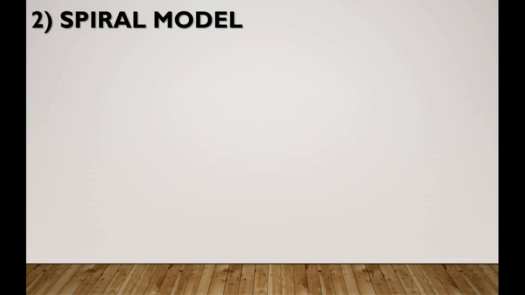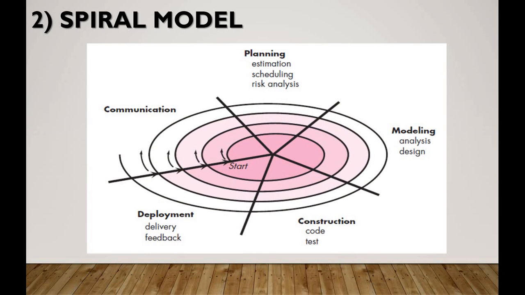Now our second model is the spiral model. This is the figure of the spiral model, and you can see all the phases that we have already discussed in our previous models. Like here our planning phase is there, modeling phase, construction phase, deployment phase, and communication. So these are all five phases of the SDLC. But only one change will be there, means it will give our complete product by each and every iteration.